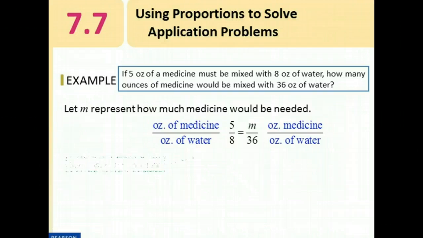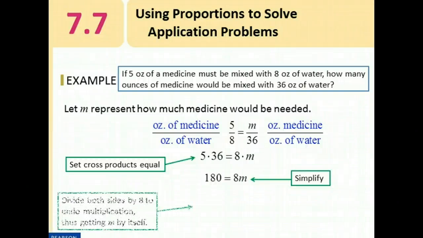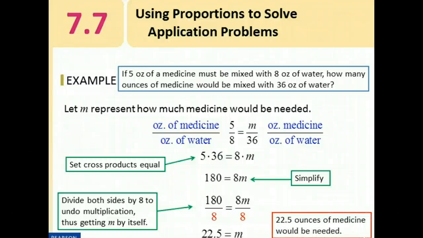So remember that the first thing we do is set the cross products equal to each other. Then we simplify both sides. And then we need to finish solving the equation. So for this one, we just have one more step, and that is to divide both sides by 8 to isolate the M. So when we perform that division, we get M equals 22.5. So we know that 22.5 ounces of medicine will be needed.